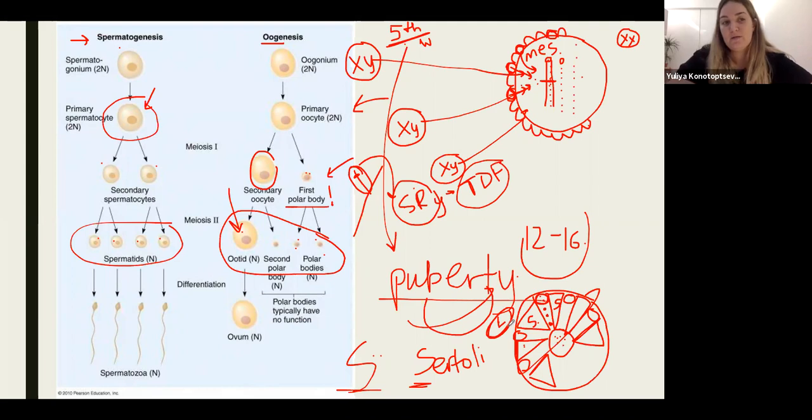What do you think? Where did the Leydig cell come from? We used surface epithelium to make Sertoli cells. We used PGCs in the sex cords to give rise to spermatogonia. What haven't we used?